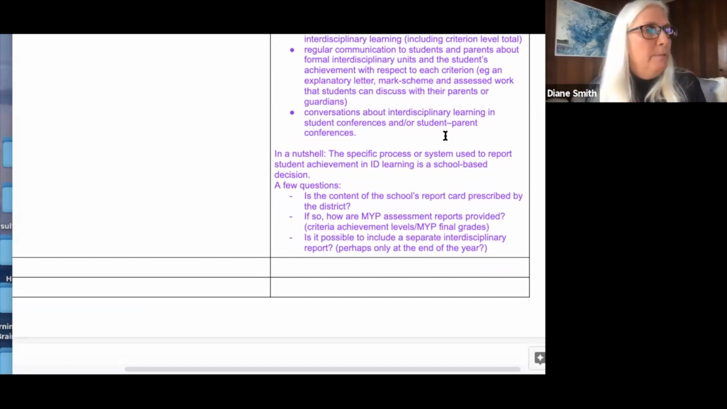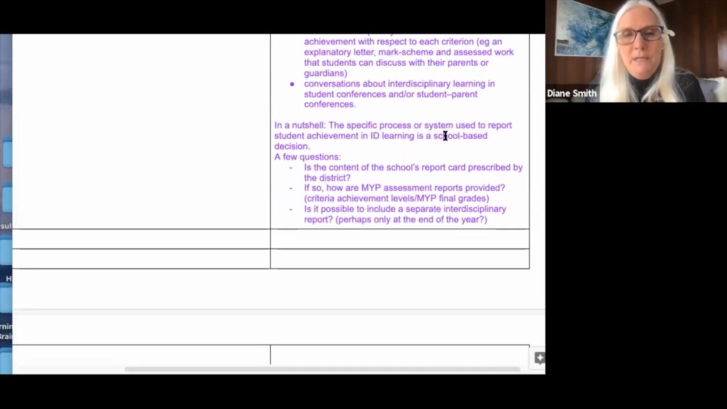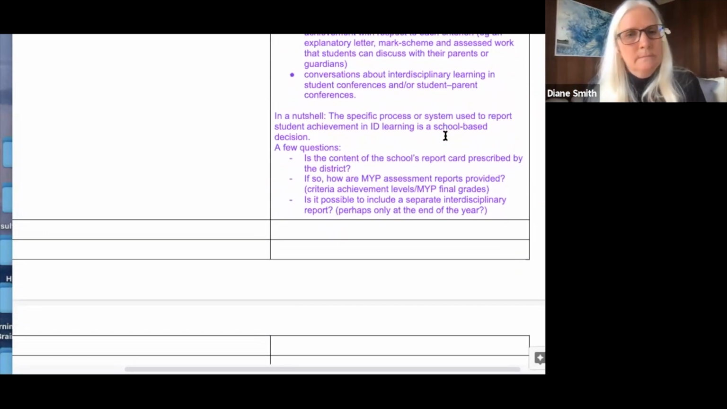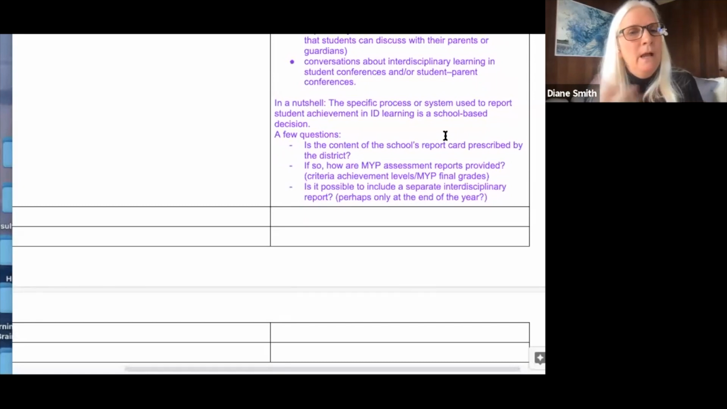So it just has to be reported. It doesn't need to necessarily be on your report card. It just needs to be shared. So they offer you lots and lots of options. It really depends on how prescriptive your report card is, how flexible your school's report card is, and how you could use it or not use it. Okay. Donna has a question.